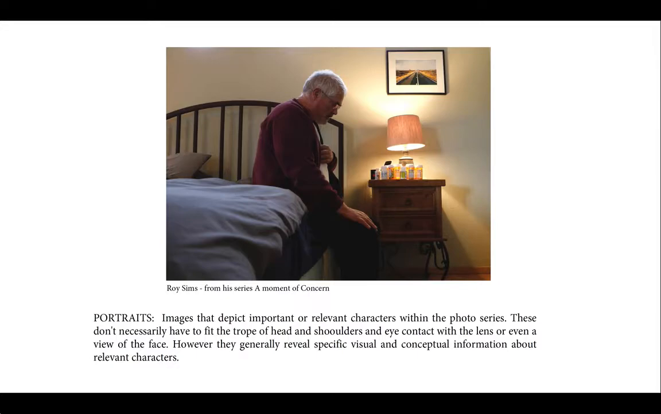And here we have an image of a man sitting next to some pills at night before he's going to bed, from my student Roy Sims in his series The Moment of Concern, which deals with physical health, mental health, and day-to-day life. Someone with a heart transplant.